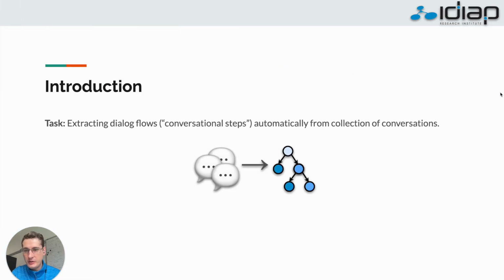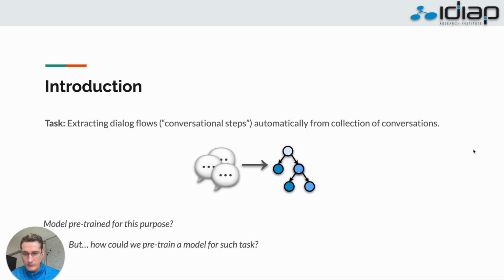So the goal of our paper is related to extracting dialog flows automatically from a collection of dialogues. In simple words, it is how to extract canonical steps from conversations automatically. More precisely, we wanted to release a pre-trained sentence encoder for this purpose, because it's not easy to define how to pre-train models for these tasks.